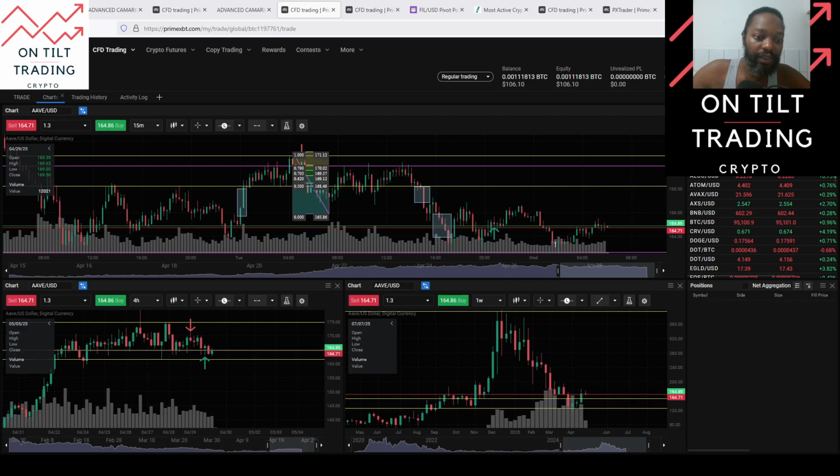So we can see that AAVE has been trading in this range here. Here at my entry, here on the upper half of the range, and then taking the exit down here near the lower end of the range. I'll walk you through the 15-minute to walk you through the entry.